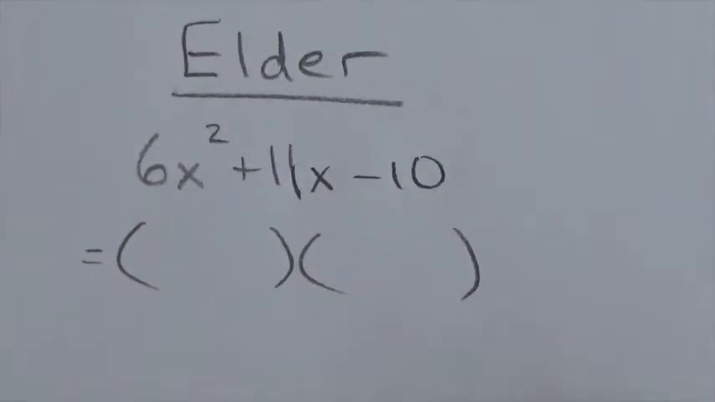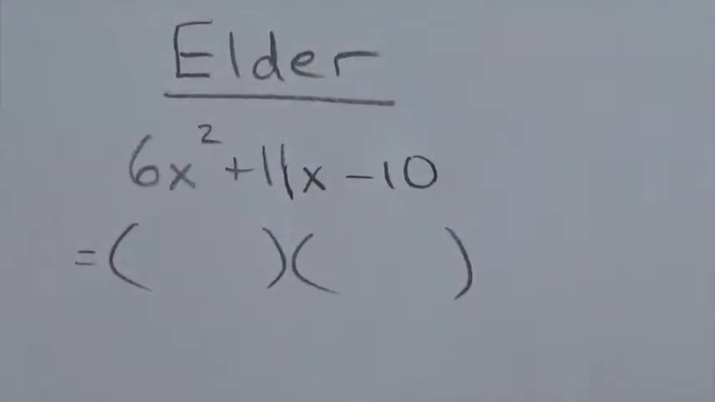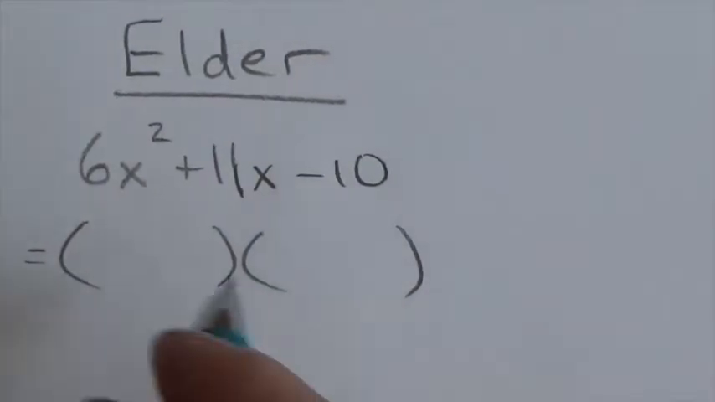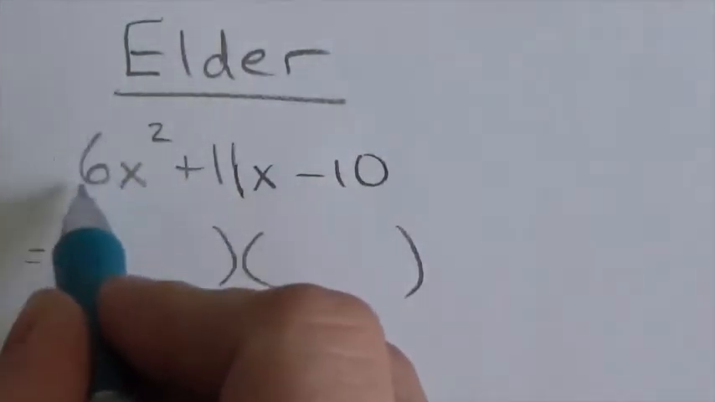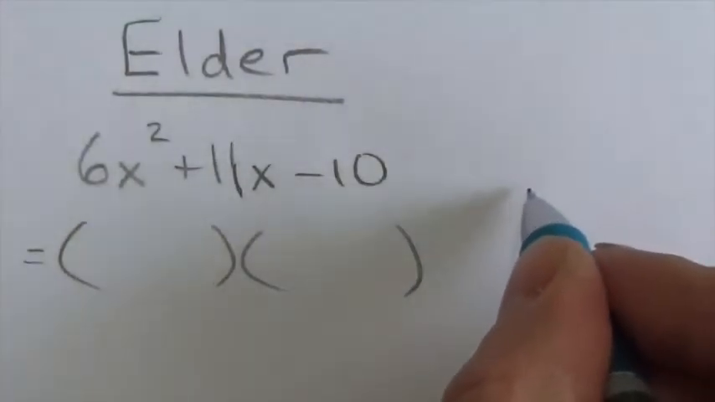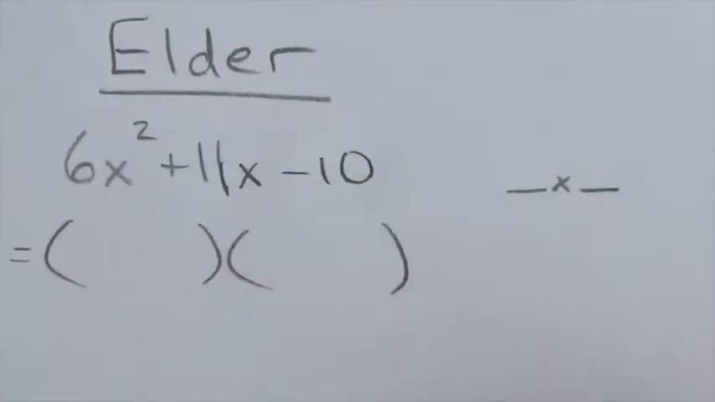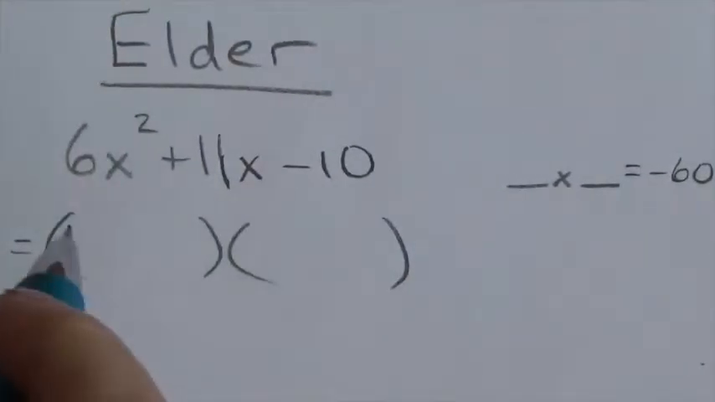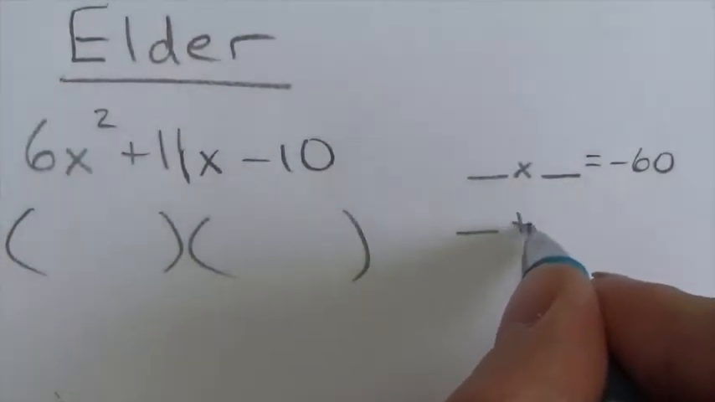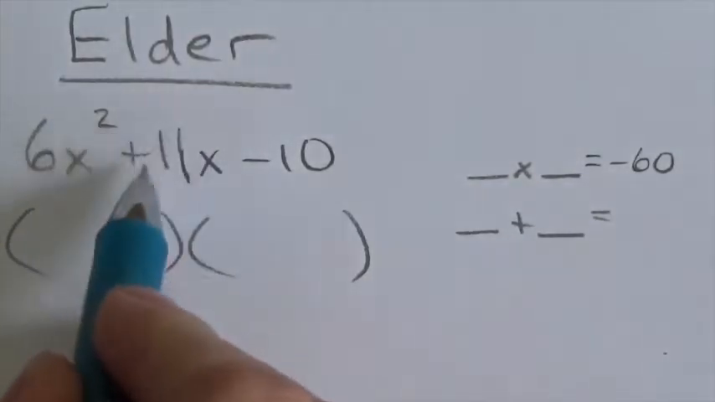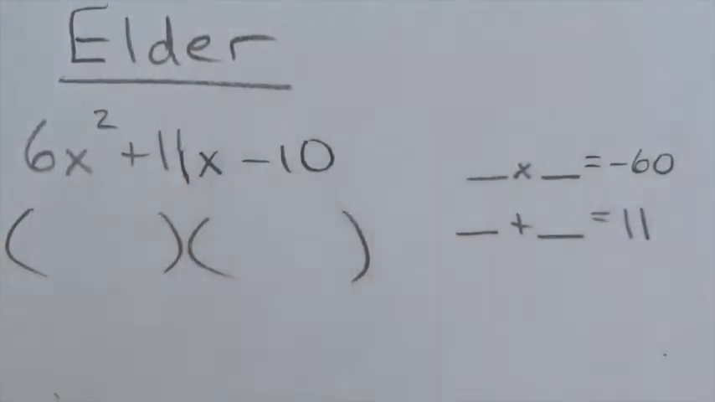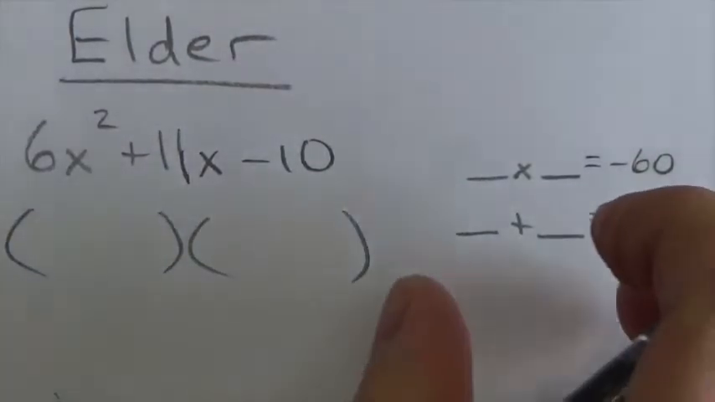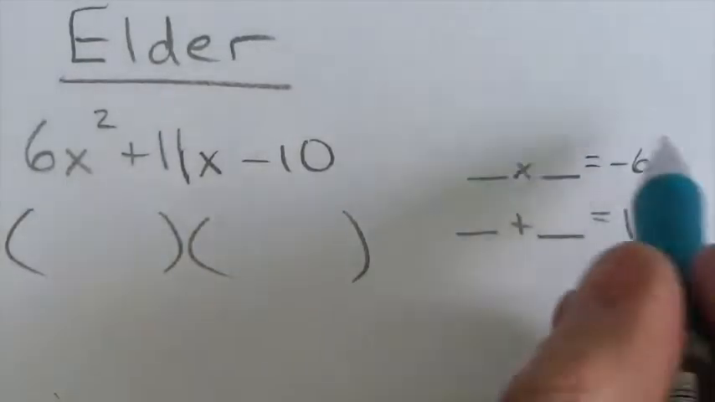Now, just like we've done previously, what we've got to do here is figure out some missing numbers. What I'm looking for is this: I'm going to take that 6 and multiply it by negative 10. I am looking for two numbers whose product is going to be negative 60, but whose sum is going to be the coefficient of that middle term, that 11. Okay? Now, this is the hard part. This is always the hard part, finding those two numbers that follow this pattern.